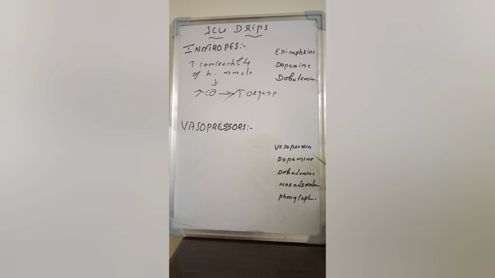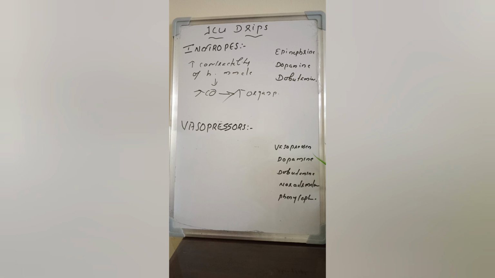Okay. Now, what are the common medications usually used in the ICU? Epinephrine, dopamine, dobutamine are some of the commonly used inotropic medications in the ICU. So I hope everybody understood the mechanism of action of inotropic medications.